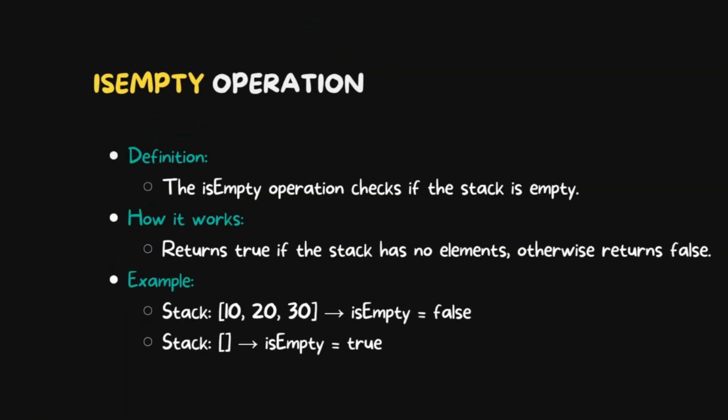Next is the empty operation. This checks if the stack is empty. So it will return true if the stack has no elements, otherwise it will return false. For example, if the stack contains elements such as 10, 20 and 30, it is not empty, so it will return false. And if a stack contains no elements and we use is empty, it will return true since the stack is empty.